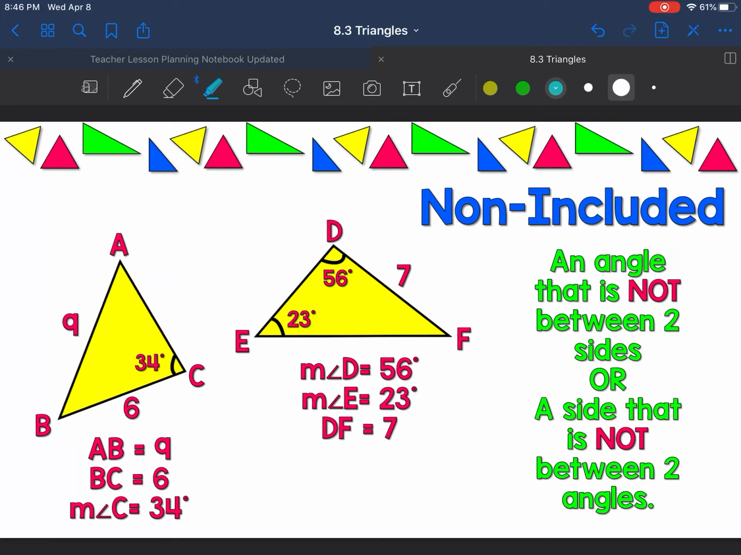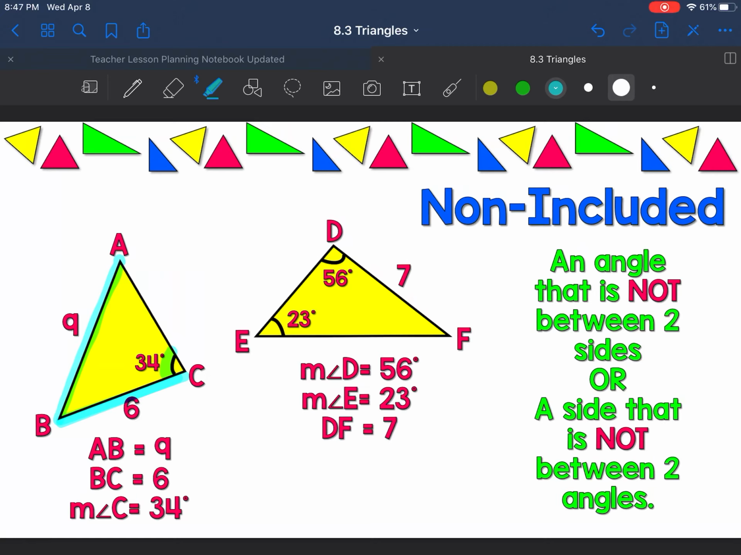If it's not included, it's not in the family, then that would look like an angle that is not between two sides. For instance, right here you have BC and AB, and then you have angle C. That is not in between AB and BC. That is on the opposite side. That is not within the family.